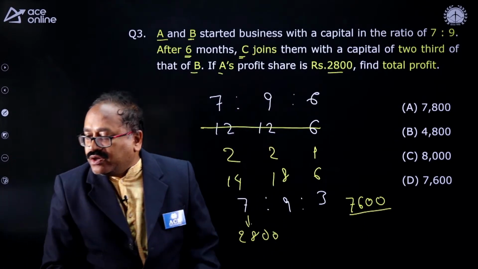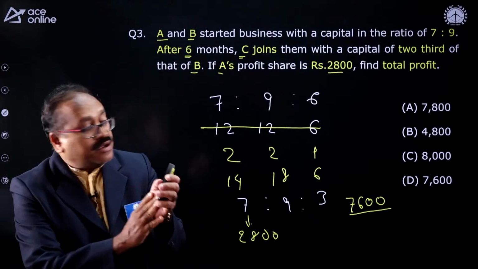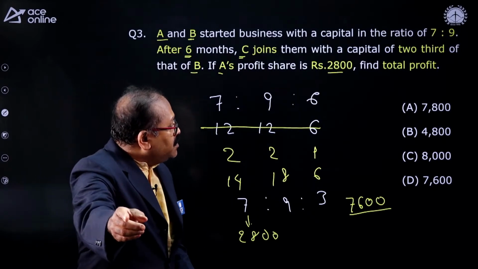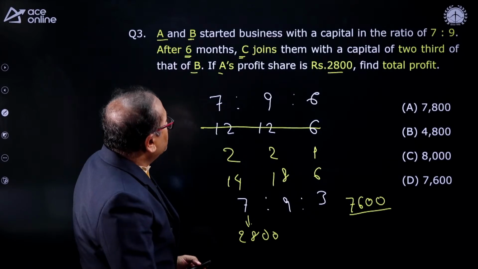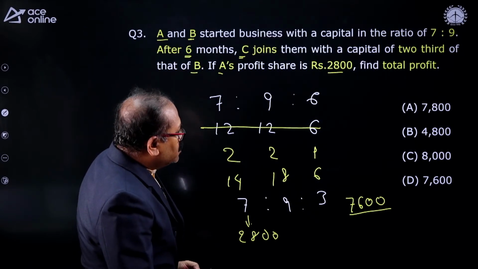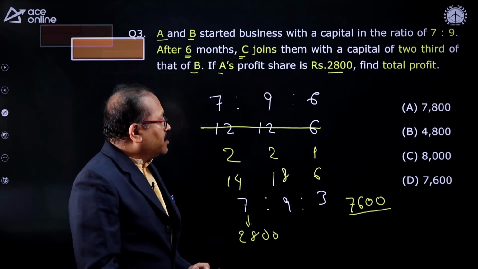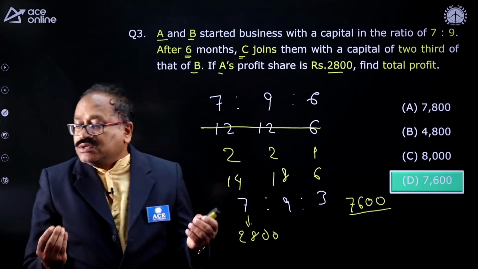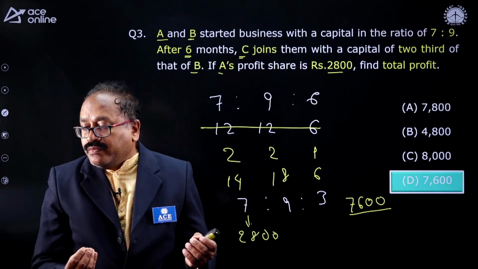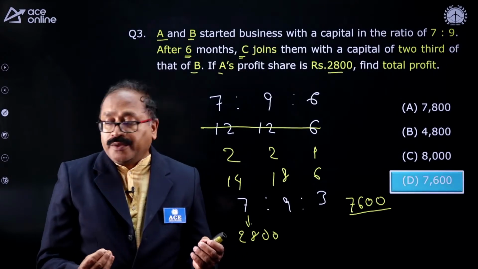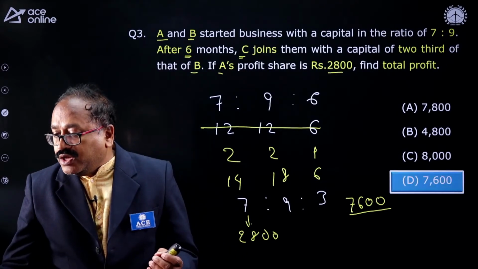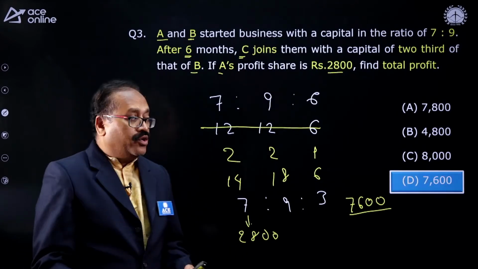Okay, Dhanlakshmi madam, Rajita madam, you are saying option C. What is the question? The question is, what is the total profit? The total profit is 7,600, Dhanlakshmi. Rajita, do you agree, madam? Okay.